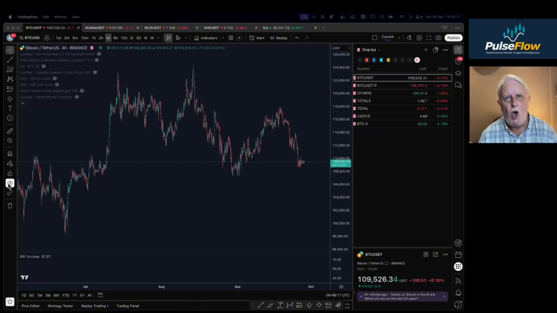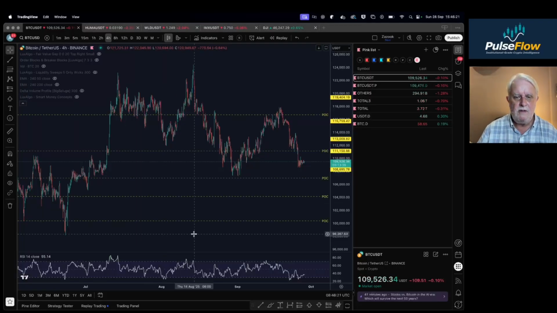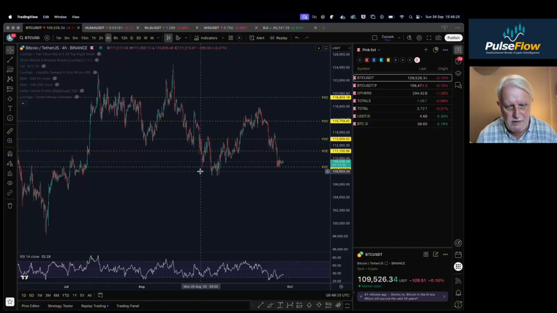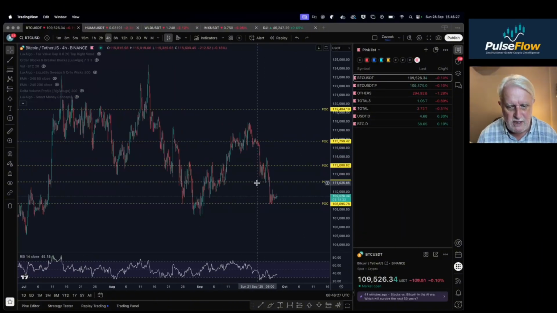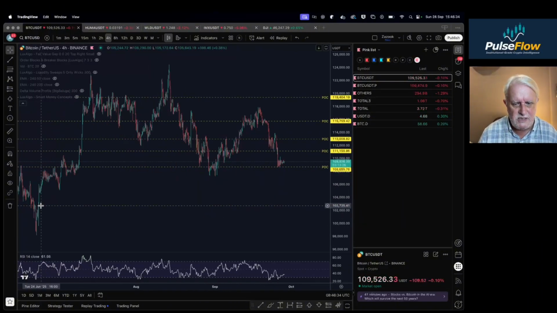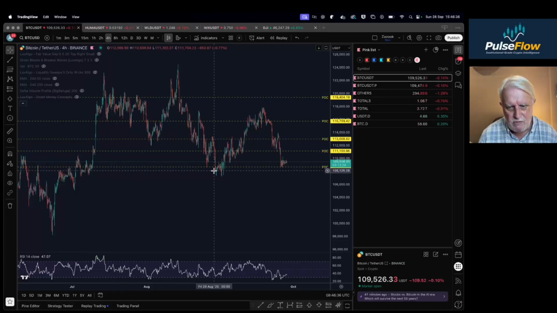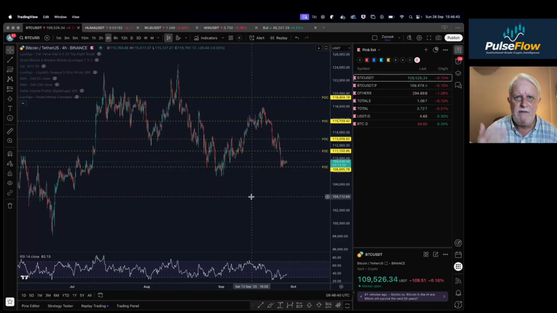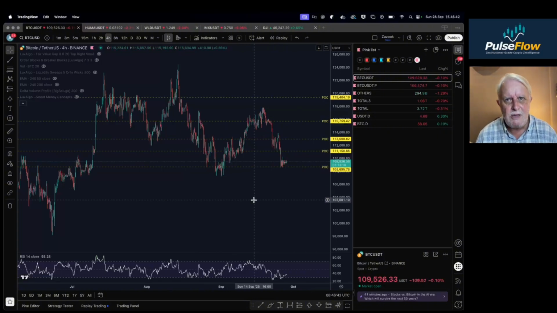Let me turn back on the ones I've already got mapped here for Bitcoin. So here you go. So now suddenly you can see the bottom point of control I've got here. Look how many times the price has come back down to that. Now, it's not an order block at that point. It's not a fair value gap, but it is a point of control.